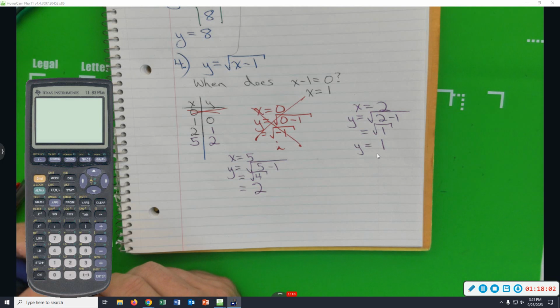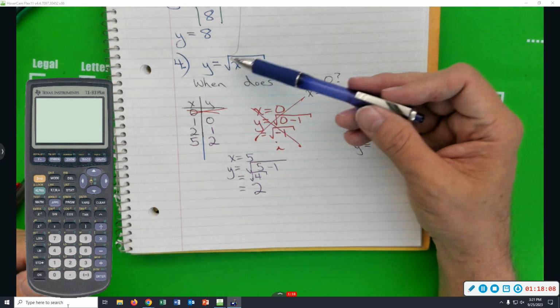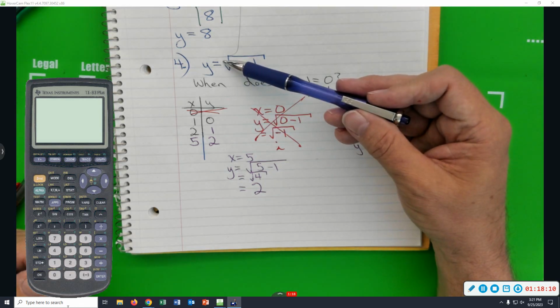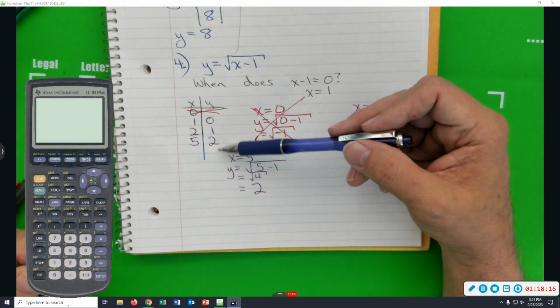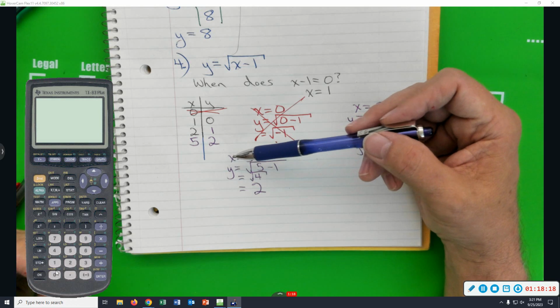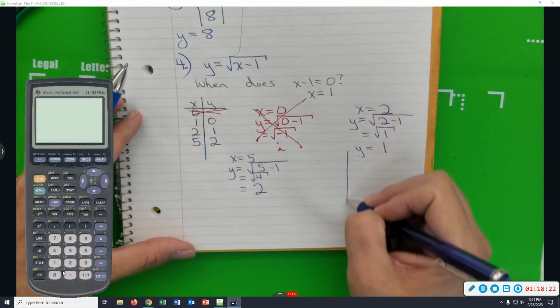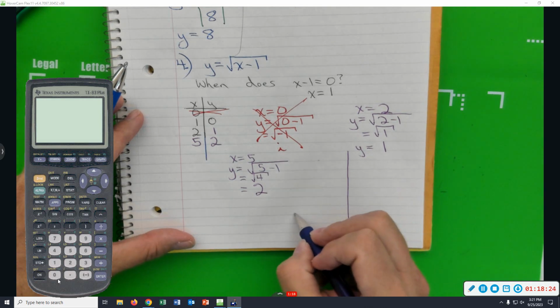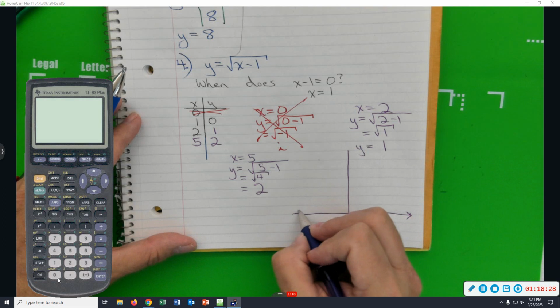Notice there's no sign in front of this thing. These y values are all going to be positive. So I don't expect any of the graph to lie below the x-axis. Here's my xy grid.